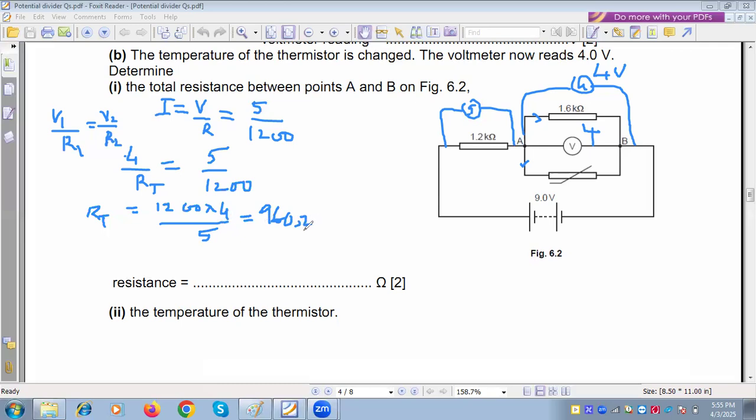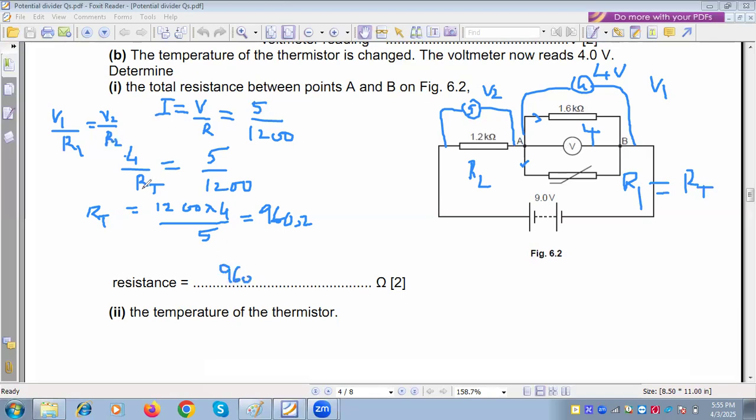What is the other method? We can apply the formula of potential divider. We can solve this question that way also, but this is sufficient. We can apply the voltage to resistance ratio. V is 4 volt. I have taken this here as V1 and this as V2, so this is R2 and this is R1. The parallel combination, you may call it R total between these two. So this resistance is 960.